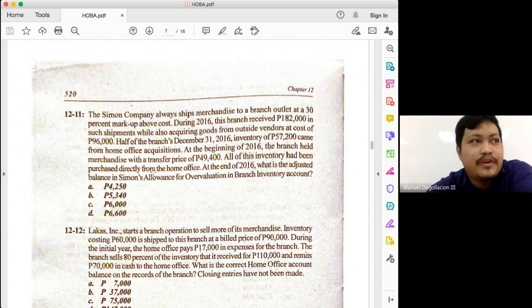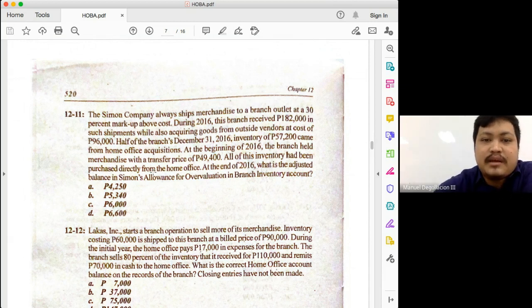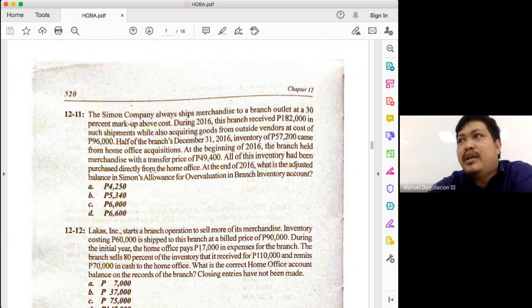Now let's try to go over the problem if the ending inventory of the branch is already given. Simon Company always ships merchandise to a branch outlet at a 30% markup above cost. During 2016, this branch received 182,000 in such shipments, while also acquiring goods from outside vendors at cost of 96,000. Half of the branch's December 31, 2016 inventory of 57,200 came from home office acquisition. So meaning class, the problem already gives you the ending inventory of the branch. Okay? So how much is the ending inventory of the branch? It is 57,200.